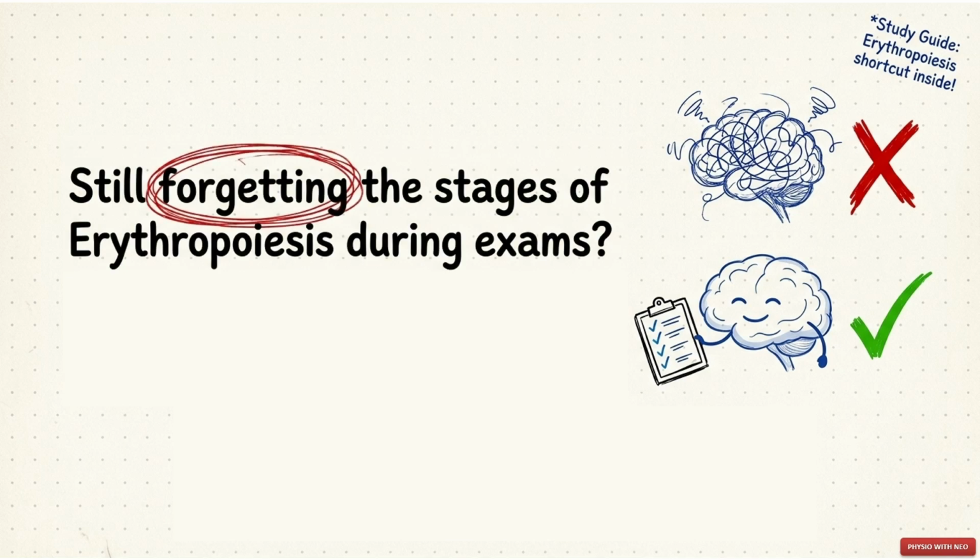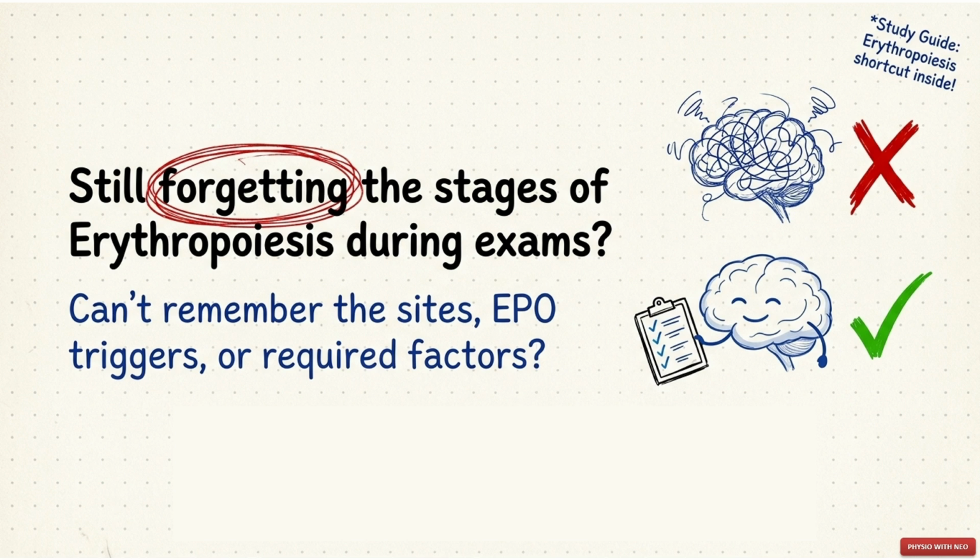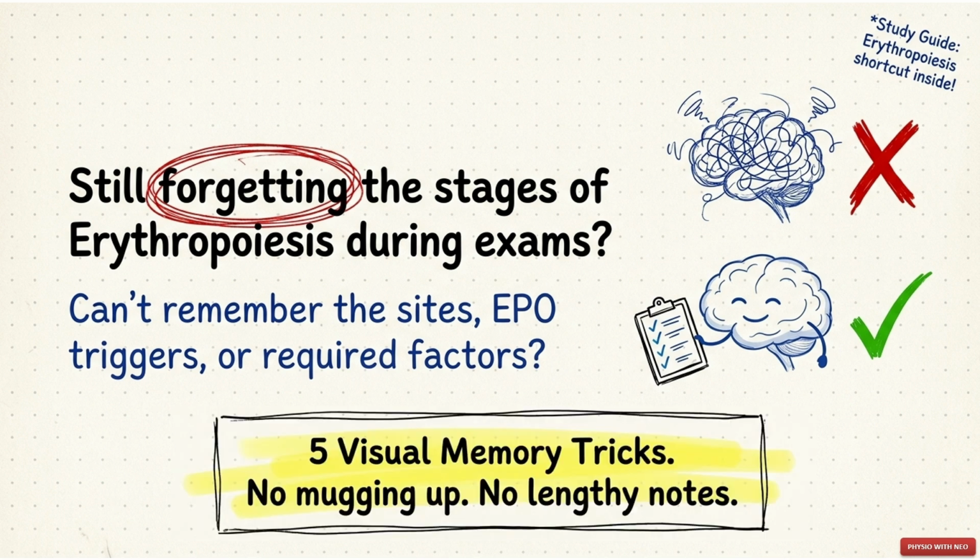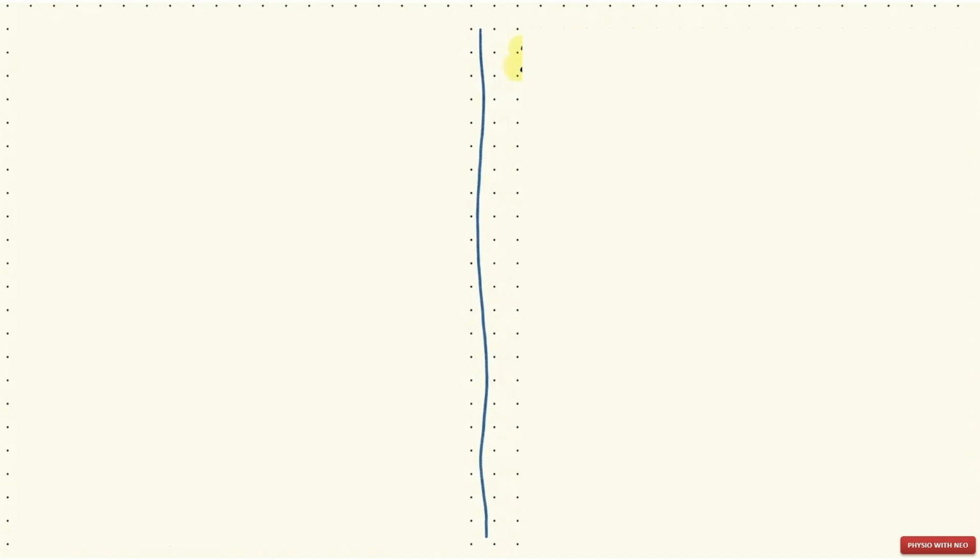Still forgetting the stages of erythropoiesis during exams and can't remember the sites, erythropoietin, triggers or required factors? Don't worry. In the next 5 minutes, I will help you remember the entire erythropoiesis chapter by using just 5 memory tricks. No mugging up, no lengthy notes, so just run through it.